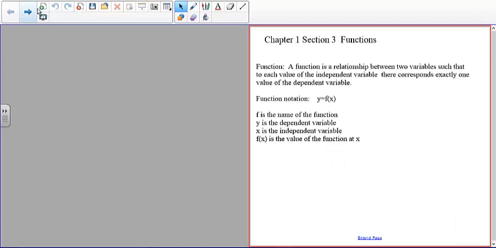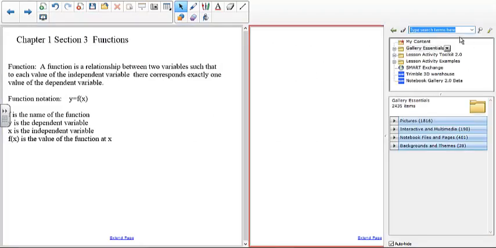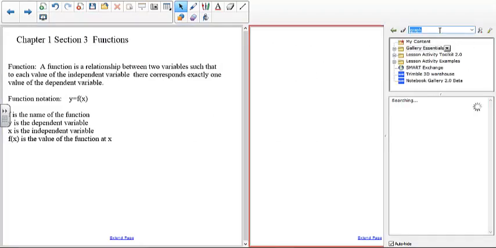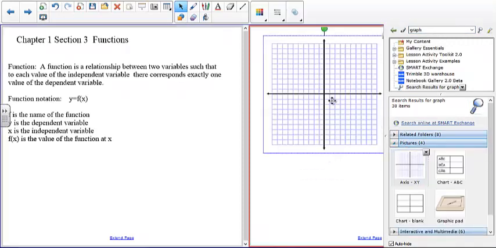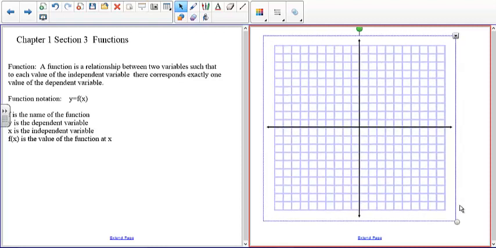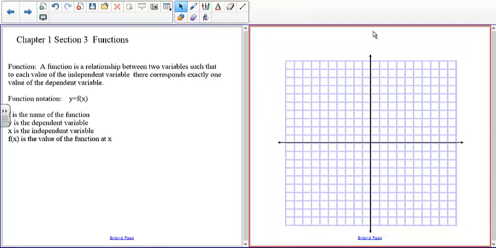Now there are things that we're kind of used to. We might think of them as functions, but they're not functions. So I'm just going to show you one. What do you call those? You might call them equations, you might call them relations, but they're not functions in the strict definition.